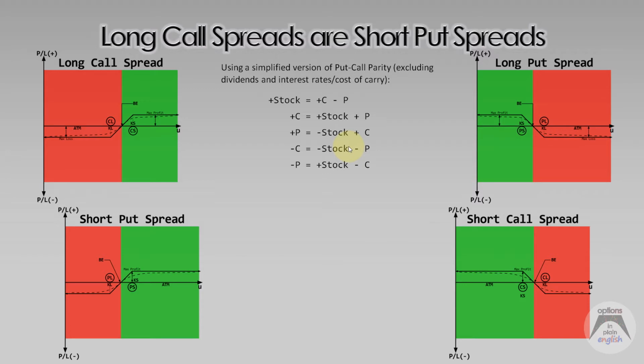We're going to start with a long call spread. A long call spread is made up of a long call at strike KL and a short call at strike KS. Right away we have a long call here, which we can replace with long stock and long put, and a short call here, which we can replace with short stock and short put. So this position is the same as this position because they're equivalent.